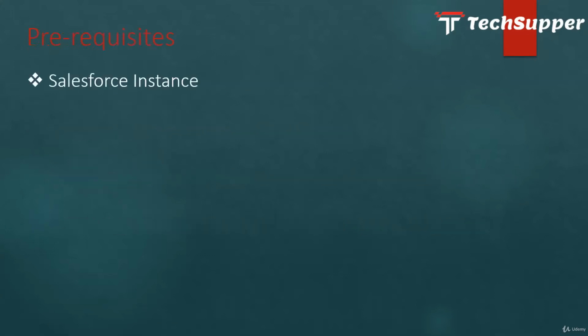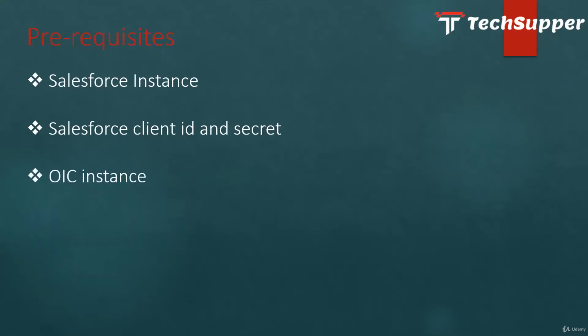Before I start, we would be requiring the Salesforce instance. We would be requiring the Salesforce client ID and then client secret to use the APIs. And then obviously we would be requiring the OIC instance because we wanted to leverage OIC, so VBCS. First I will show you how to create the client ID and then client secret in Salesforce.